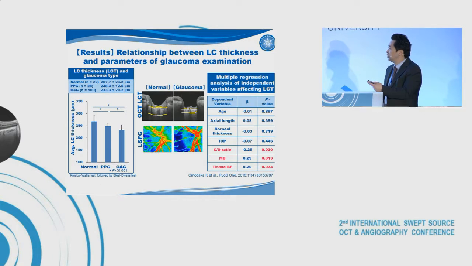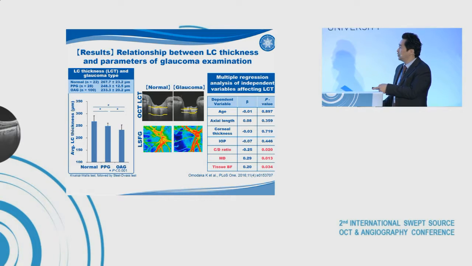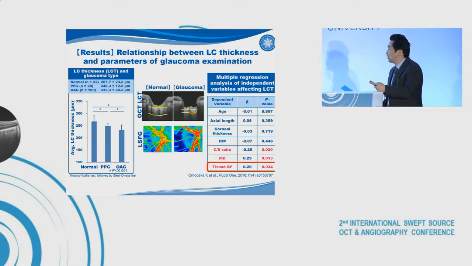So this is the result. We found lamina cribrosa thickness was also significantly decreased in PPG and also OAG, further decreasing in OAG. Here we included 100 cases of OAG. And this is the B-scan, and the lamina cribrosa thickness was significantly lower in glaucoma. And multiple regression analysis shows that a larger cup disc ratio, lower MD, and lowered blood flow were significantly and independently correlated with thickness of lamina cribrosa.